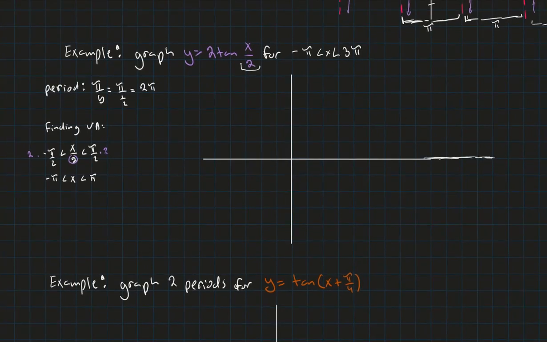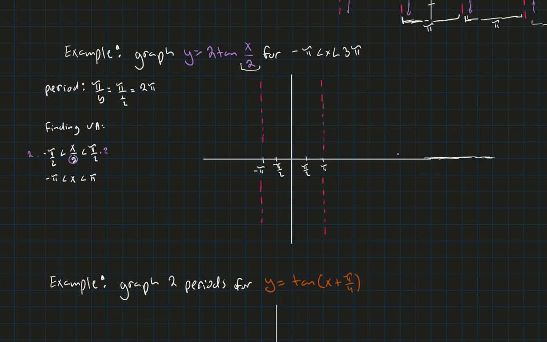Okay. So then I'm going to go ahead and plot them over here. Let's say this is pi over 2. So this is pi, negative pi over 2, pi, negative pi. Right? So that's at least where the first period is going to be.